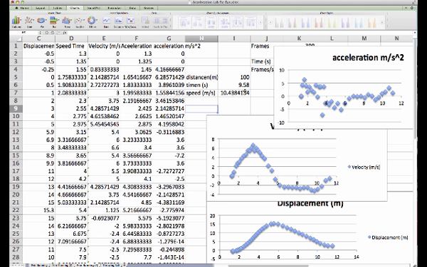And consequently, this is not his top speed because he started at 0. So his top speed was likely around 11 meters per second, about 25 miles an hour. So, you know, the guy's pretty good.